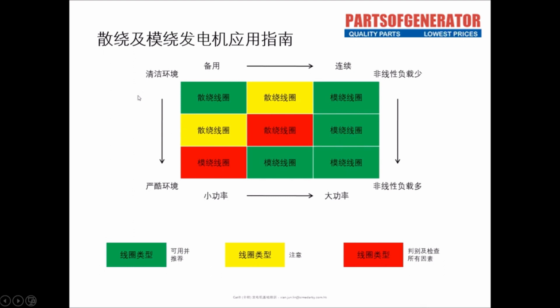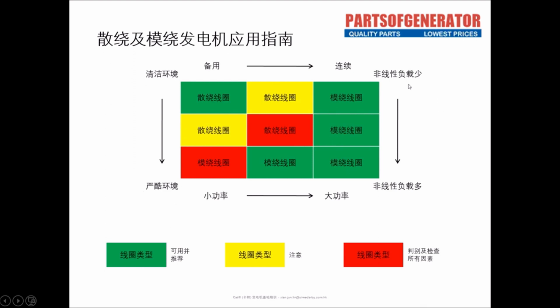We will tend to use mold wound coils, and then in terms of power, from small power to high power. For small power, consider using random coils. But for high power, mold wound coils must be used.